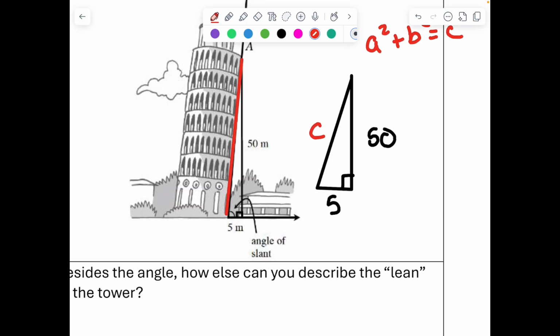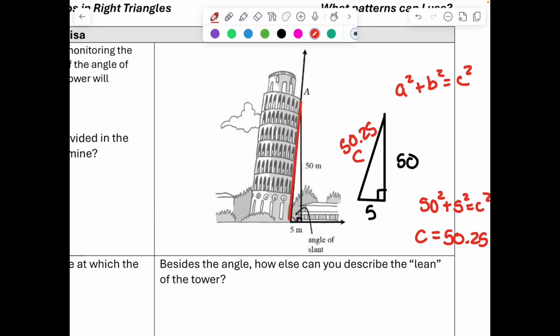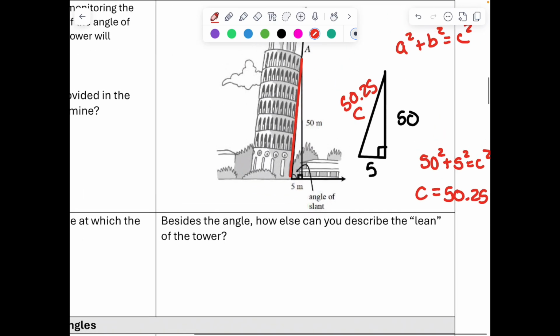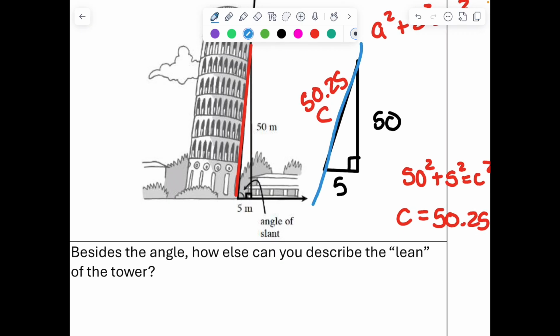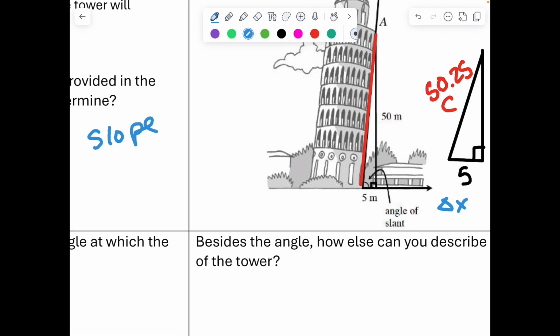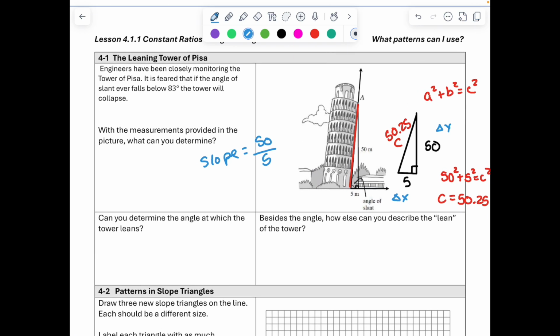So I could do that real quick. 50 squared plus 5 squared equals C squared. When I do all that, C gets me 50.25. So that's one thing we could determine. But I could also do the slope. If we thought about this like a line, the slope is change in y over change in x. So slope is 50 over 5, and then C is 50.25.